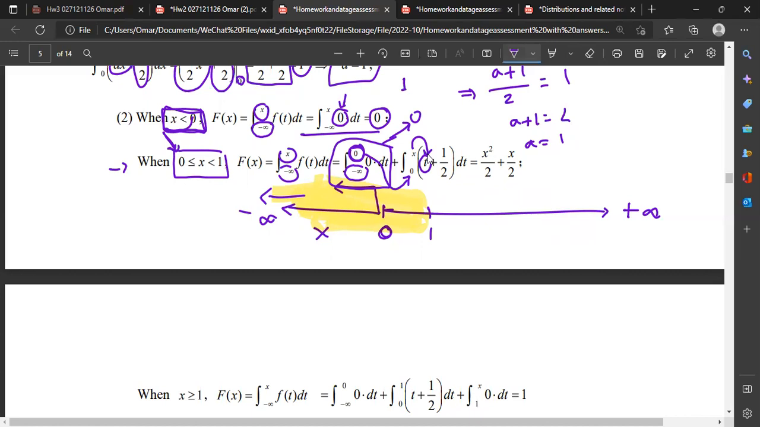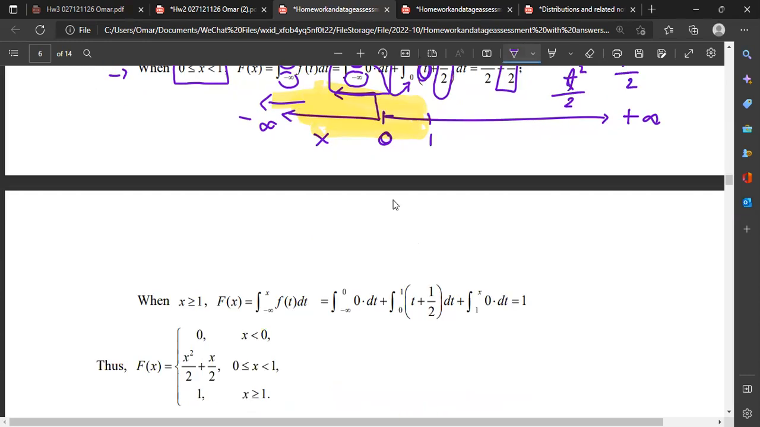So the integral of t is t square by 2. And then we replace the t, right? So it will be x square by 2. And then the integral of 1 by 2 will be t by 2, but when we put back the boundary, it will be x by 2, okay? So this is the answer, x square minus x by 2.